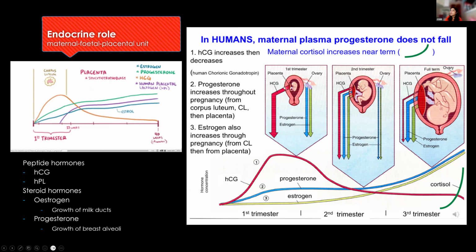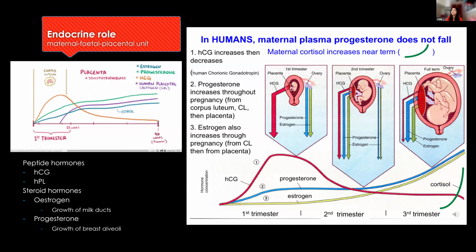But this is why HCG is important, because the corpus luteum initially, I think this diagram is better for it. So the corpus luteum helps maintain the estrogen, progesterone, maybe it's just progesterone secretion, until the placenta is fully developed enough to do it independently of the corpus luteum. Again, we'll talk a little bit more about the roles of estrogen and progesterone in terms of lactation when we move on to lactation.